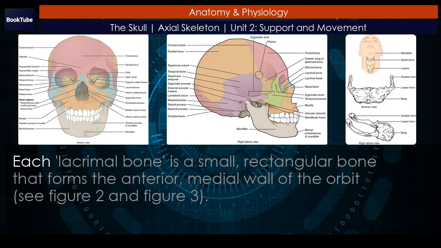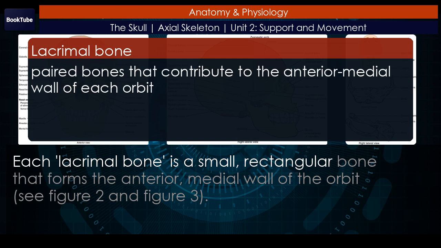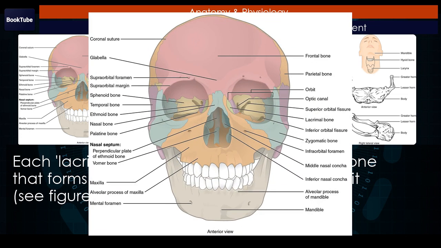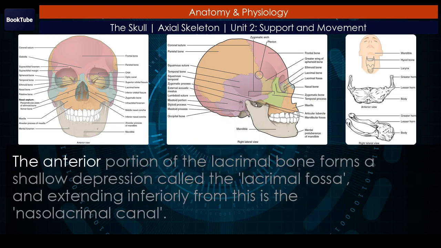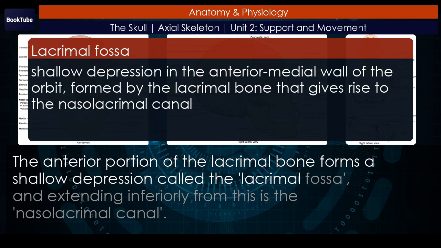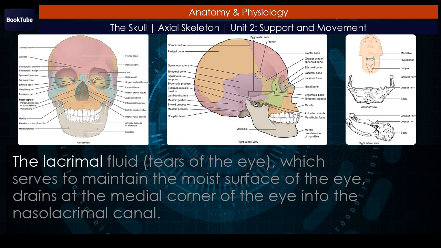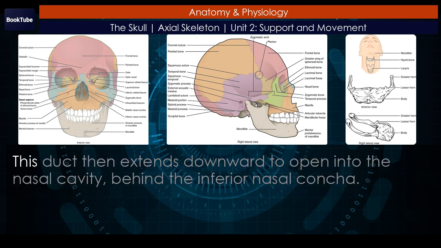Lacrimal bone. Each lacrimal bone is a small, rectangular bone that forms the anterior, medial wall of the orbit. See Figure 2 and Figure 3. The anterior portion of the lacrimal bone forms a shallow depression called the lacrimal fossa, and extending inferiorly from this is the nasolacrimal canal. The lacrimal fluid, or tears of the eye, which serves to maintain the moist surface of the eye, drains at the medial corner of the eye into the nasolacrimal canal. This duct then extends downward to open into the nasal cavity, behind the inferior nasal concha.